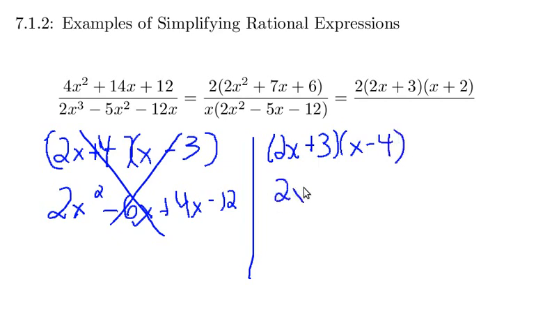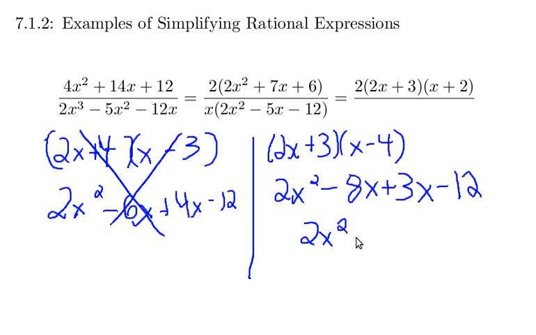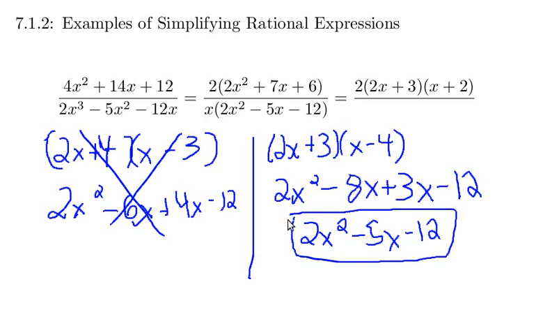So 2x squared, because the 2x times x, 2x times minus 4 will give us minus 8x. And then plus 3x minus 12. And this minus 8x plus 3x, that's going to give us minus 5x. So I'll go ahead and finish this up just for the heck of it. So minus 5x minus 12. So 2x squared minus 5x minus 12.